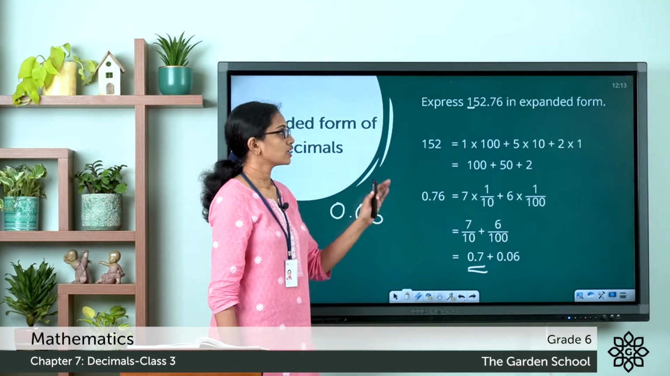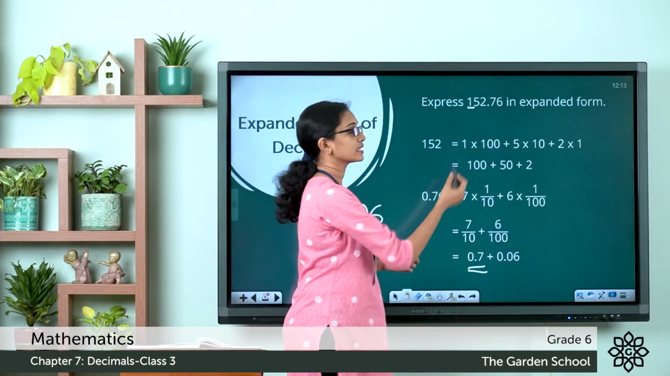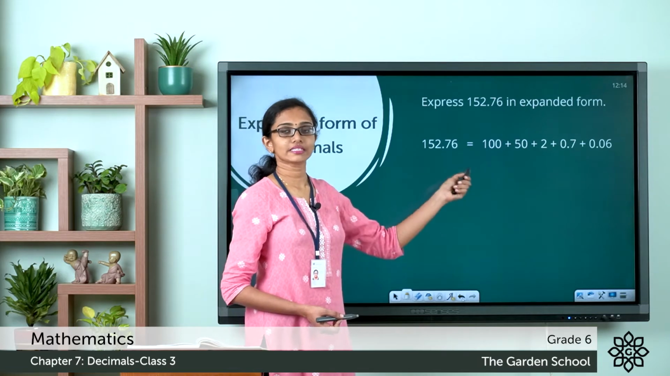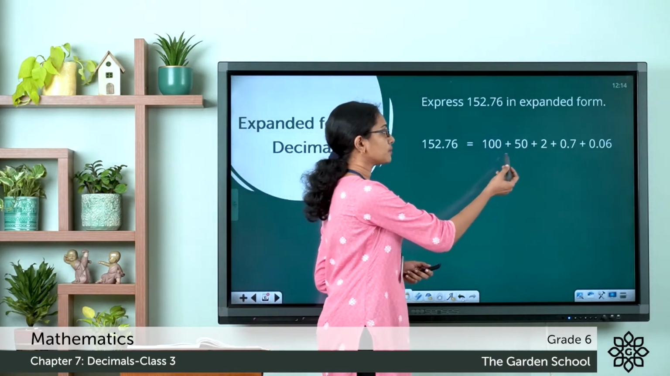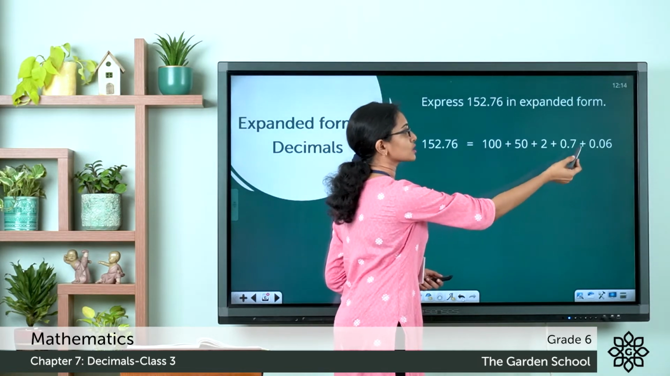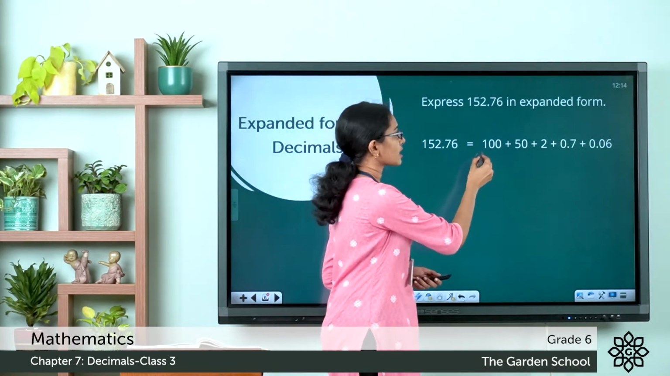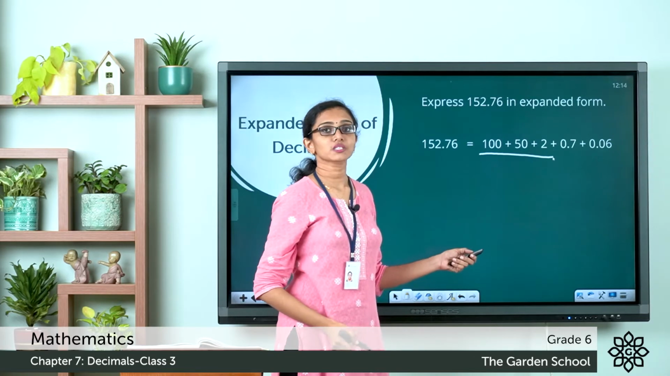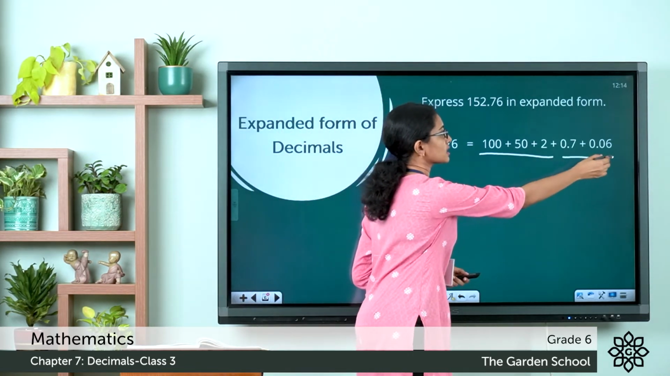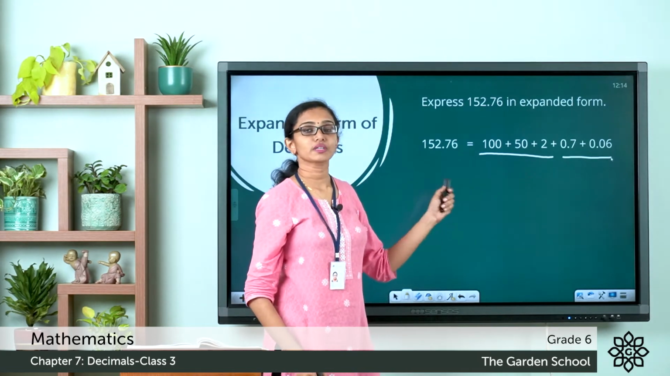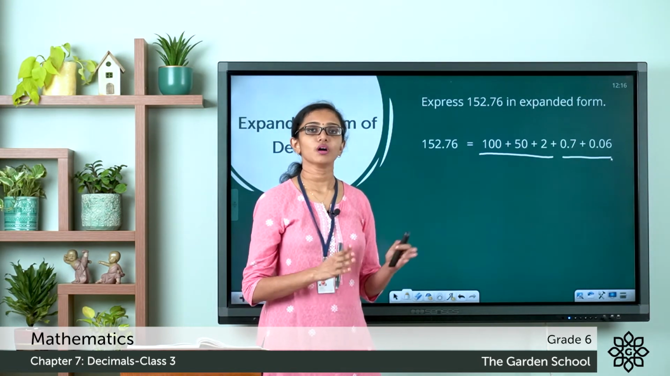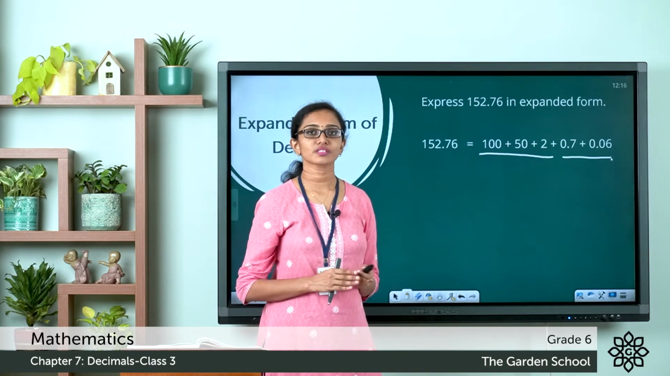So now let's write the given number in its expanded form. So we can write 152.76 is equal to 100 plus 50 plus 2 plus 0.7 plus 0.06. So this represents the sum of the place values of the whole number part, whereas this represents the sum of the place values of the decimal part. So this is how we write the expanded form of decimal numbers. I hope this is clear to you.